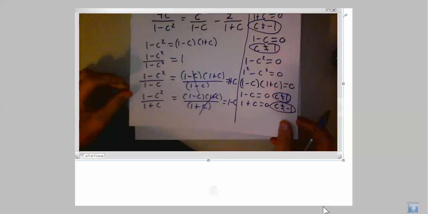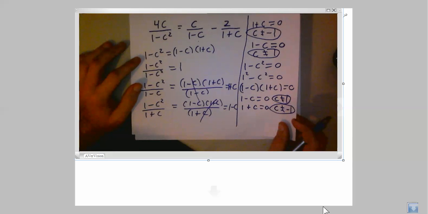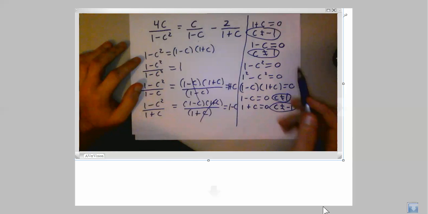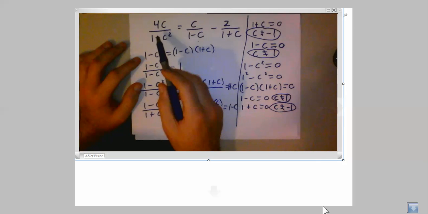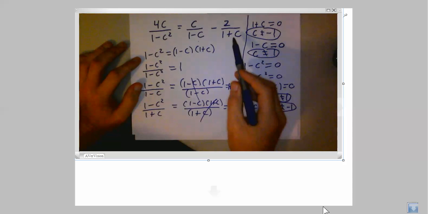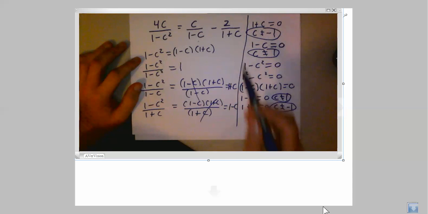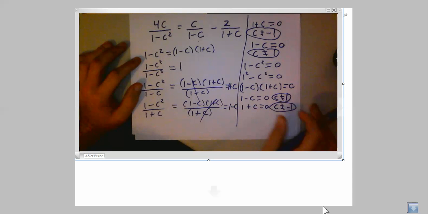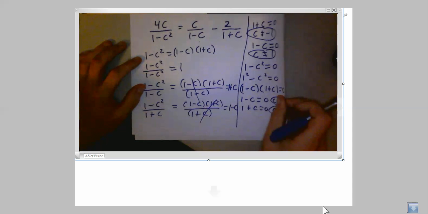Okay. So now we're ready to start solving because we have a way to get rid of the fractions. If we multiply both sides by 1 minus c squared, the 1 minus c squared on this side is going to cancel with this denominator, and it's going to cancel with this denominator to give us a 1 plus c, and with this denominator to give us a 1 minus c. So let's rewrite the problem and start solving.